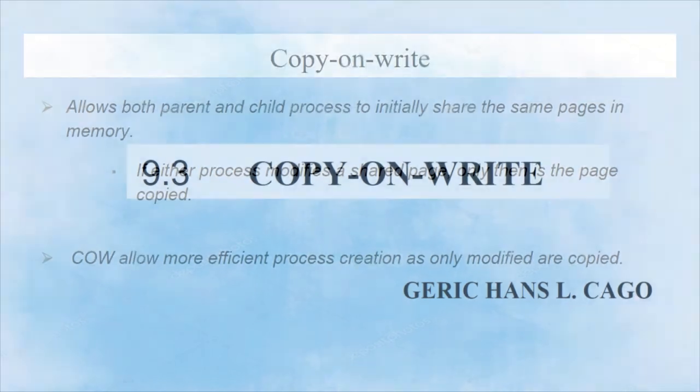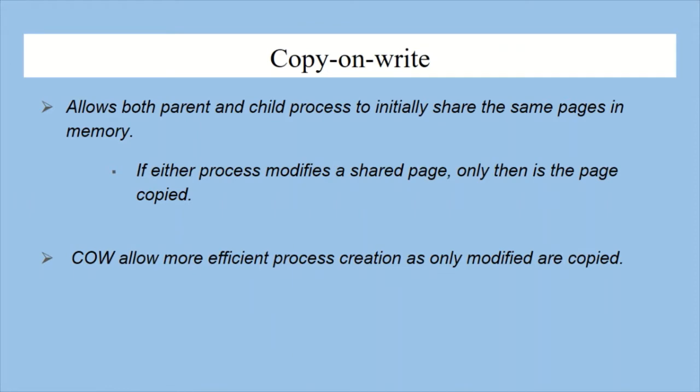So the next topic is copy on write. Copy on write allows both parent and child process to initially share the same page in memory. If either process modifies a shared page, only then is the page copied. It also allows more efficient process creation as only modified pages are copied.